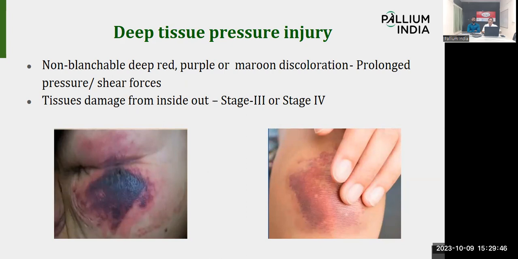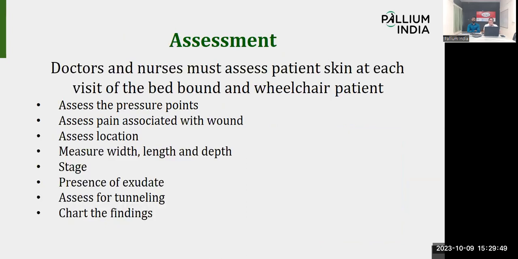Okay, so what assessments do we have to do? As a nurse or a doctor, we must assess the patient's skin at each visit whenever the patient is bedbound or in a wheelchair. We have to assess the pressure points, the pain associated with the wound, and the location of the main pressure area, right? And measure the length, width, and depth of the ulcer, the stage of the ulcer, and whether any exudate formation, that is any oozing, is present or not. Then assess for tunneling. Which stage are we assessing for tunneling?